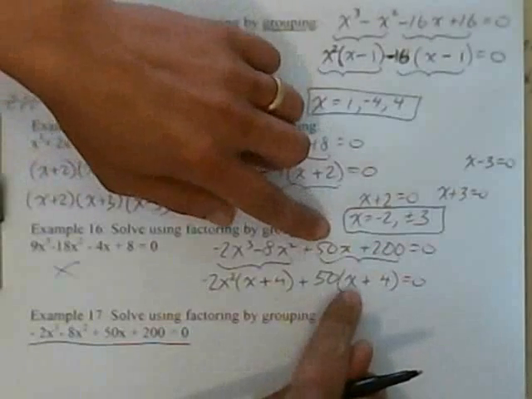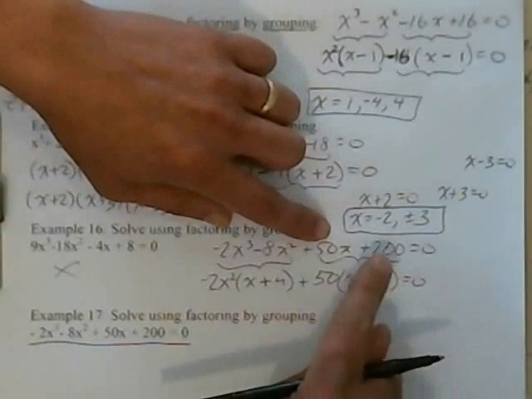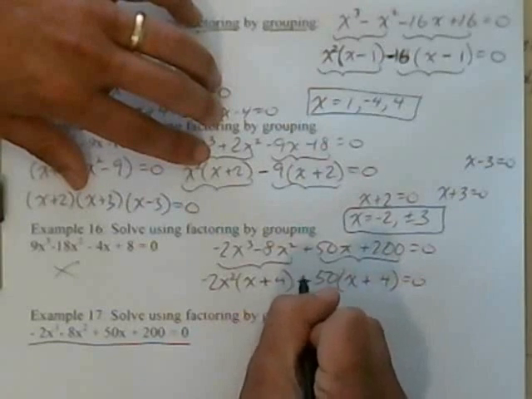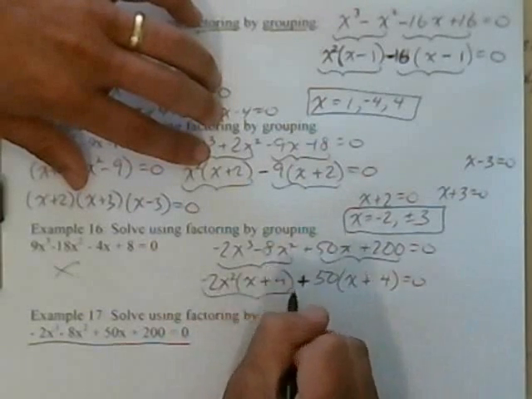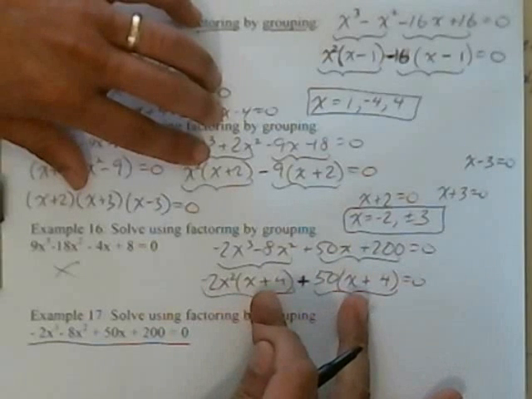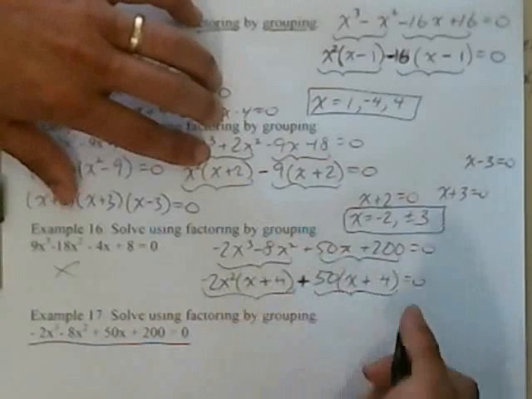That out. You get 50x. 50 times 4 is going to be 200. We have two terms again. I like to put solid right there. Here's the first term. Here's the second term. They're going to have a common factor of x plus 4 to both of them. So let's work it out.